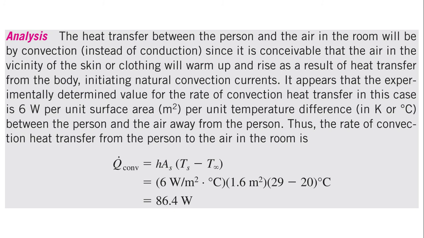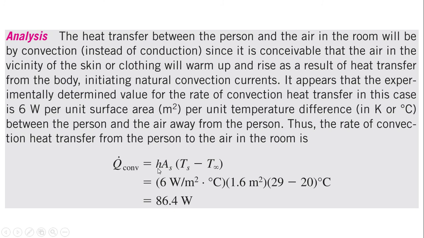So the rate of convection heat transfer from that person can be determined by Newton's law of cooling, and we already know the formula. The convective heat transfer rate will be equal to the convection heat transfer coefficient multiplied by the surface area and the difference between the surface temperature, that is the person's temperature, and T infinity, which is the temperature far away from the object or far away from the person. So this is 20 degrees centigrade.